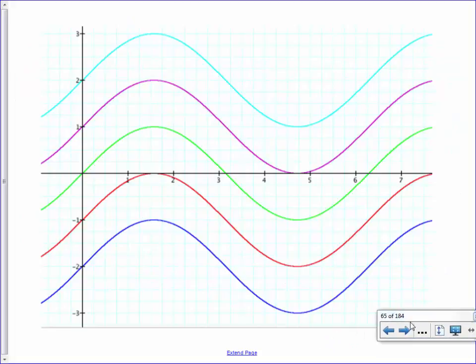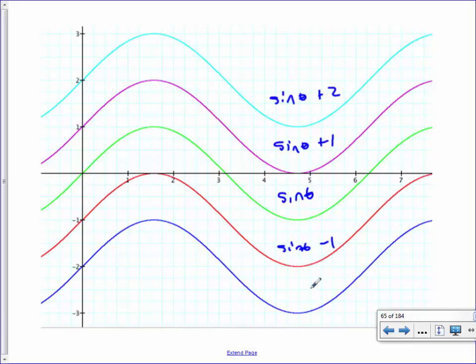What's happening here? I'm moving it up and down, right? So if this one right here is, say, the sine of theta, the green one. This one looks like it's the sine of theta going up 1. This is the sine of theta going up 2, maybe? This is the sine of theta going down 1. This is the sine of theta going down 2.